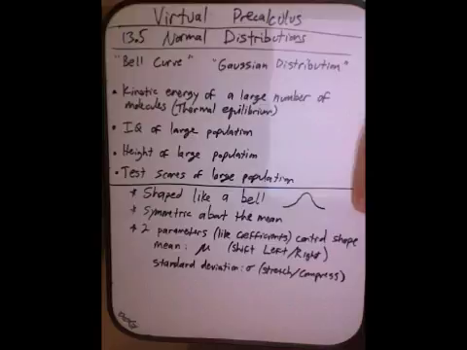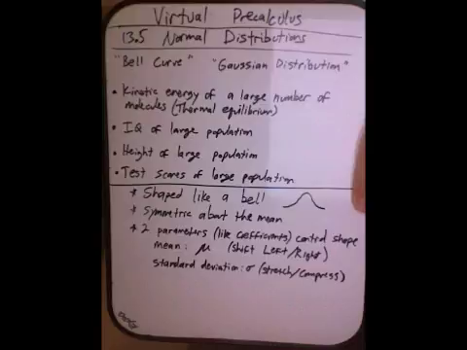Like I said, it models lots of different natural phenomena, especially in situations where there are a large number of objects. Examples include the kinetic energy of a large number of molecules for an object in thermal equilibrium, the IQ of a large population of people, the height of a large population, and maybe the test scores of a large population, like the SAT.